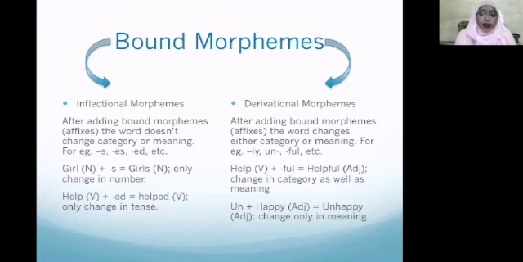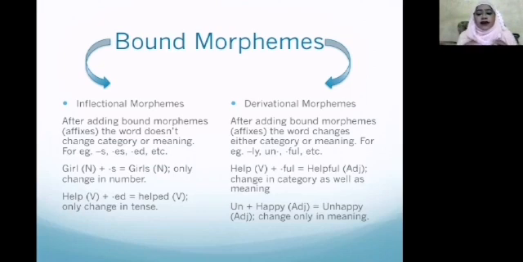Only singular to plural. If we say help, when we add ed to help, it becomes helped. So help is a verb, and after adding ed also it is a verb, no category change. And if we see the meaning, the meaning is also the same. What is the meaning of help? The same is the meaning of helped, just in the past tense. It is changing only the tense, nothing else. So this way, any bound morpheme, when it is attached to a free morpheme and it doesn't change the meaning or category of a word, then we call it inflectional morpheme. Okay, now come to derivational morpheme.